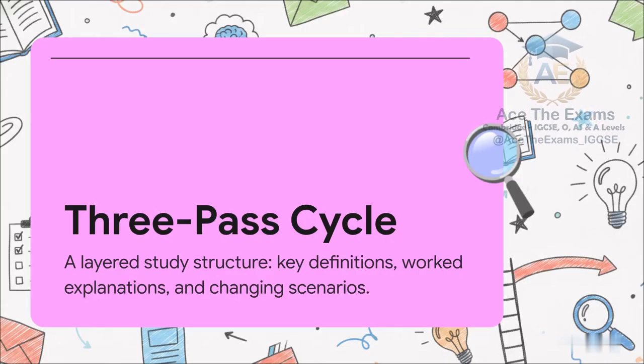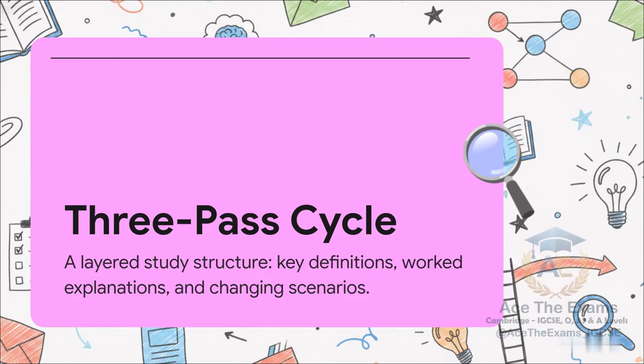To practice all of this, you should utilize a 3-pass revision cycle. Think of this as a layered study structure built for both retention and transfer. Pass 1 is where you secure your key definitions and contrasts.